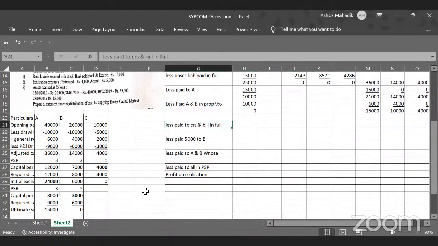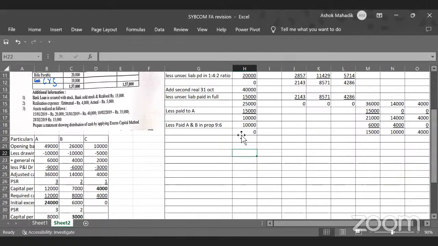Now we will take the next realization. Let me go up and look at the question. Third realization is on 10th February, so I'll write: add third realization, 10th February. How much did we get? 35,000. Correct? Yes, 35,000.